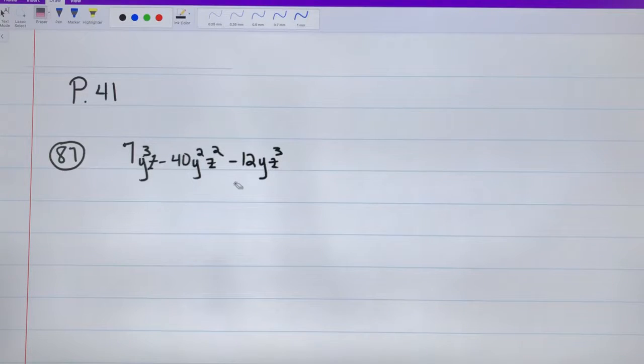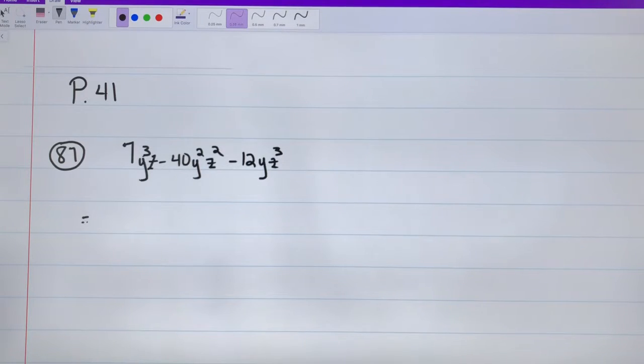Okay, so looking at what we have on page 41, number 87. We are looking at factoring, and in this case we have the trinomial expression 7y cubed z minus 40y squared z squared minus 12yz cubed. Just looking at factoring, the common factors that we have here are going to be y and z.